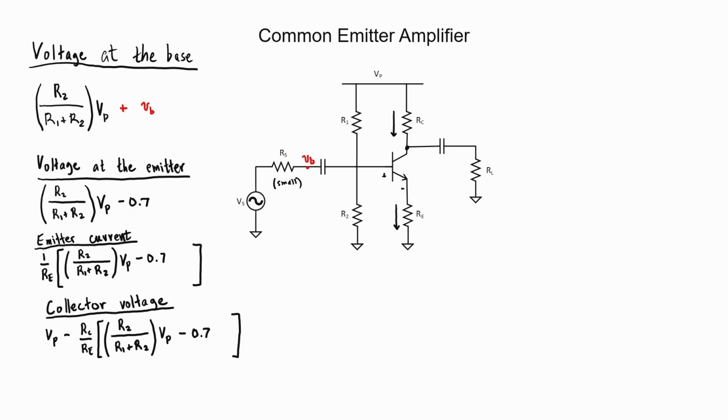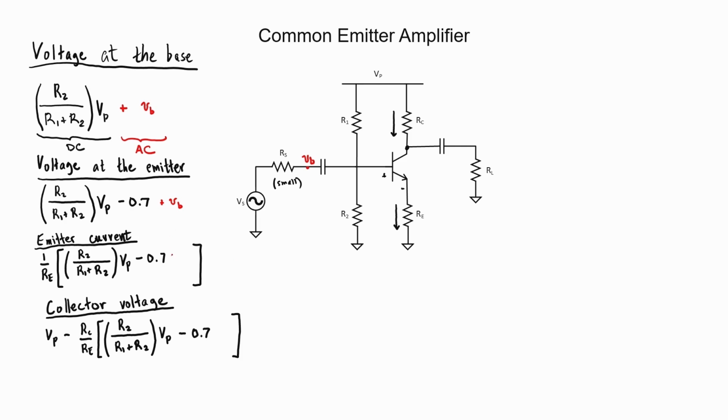I'm going to label it V sub B for the time being because later we'll incorporate that resistor R sub S into our analysis. We now have two parts of this expression for the voltage at the base. We have a DC term and an AC term. Our voltage at the emitter is also going to be modified by that AC term at the base. It's just going to add to it. Let me go ahead and propagate that AC voltage through the rest of the expressions.